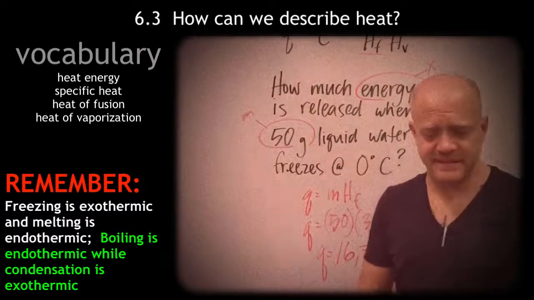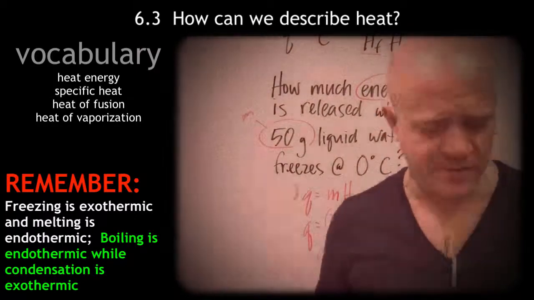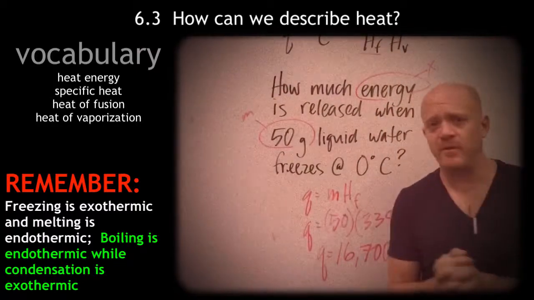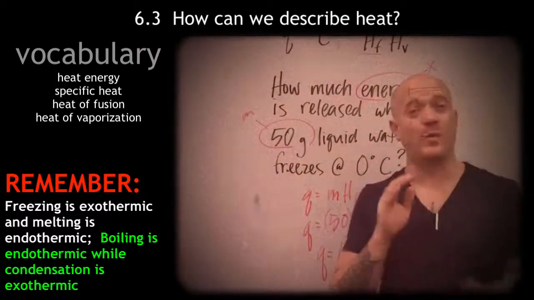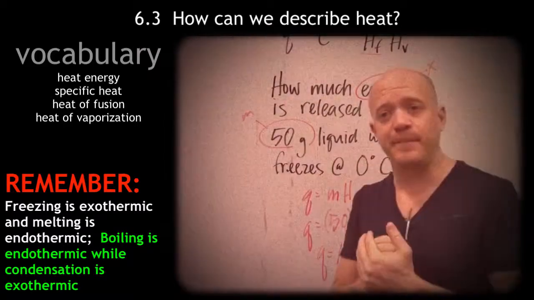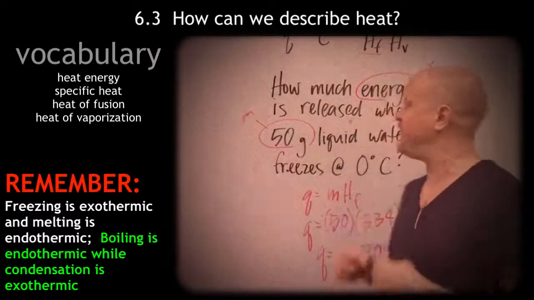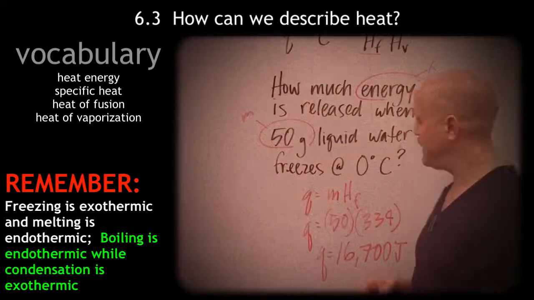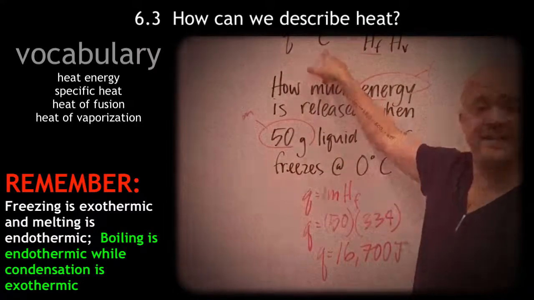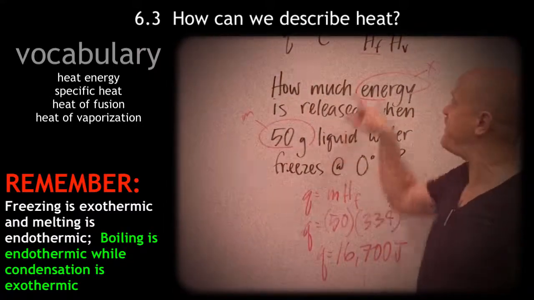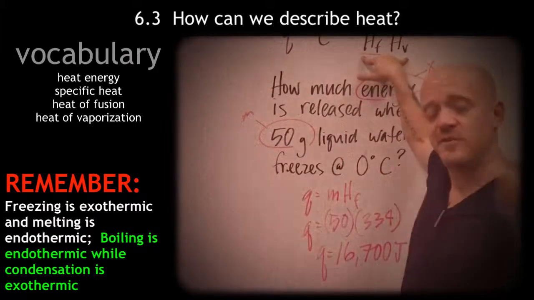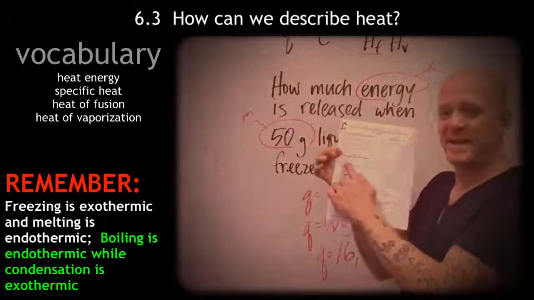I hope that this is self-explanatory to you. Basically, to summarize, all you really need to pay attention to is what's happening. Are you changing the temperature or are you changing the phase? If you're changing the temperature, you use the one with the C and the delta T. If you're changing the phase, you use these, and you may have to look at table B if it is for water.